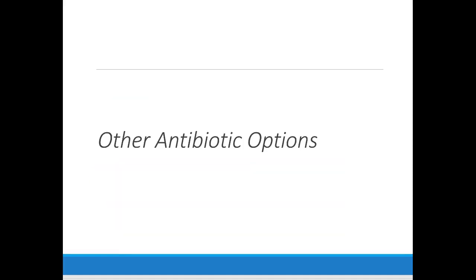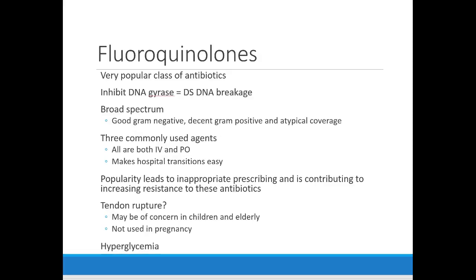All right, other. Fluoroquinolones are probably the most popular class in the other. Ciprofloxacin, levofloxacin, moxifloxacin, they're all very commonly used. They inhibit DNA gyrase, which causes DNA double-strand breakage. So they have a different mechanism of action. Good spectrum of activity for the most part, fairly broad spectrum antibiotics.